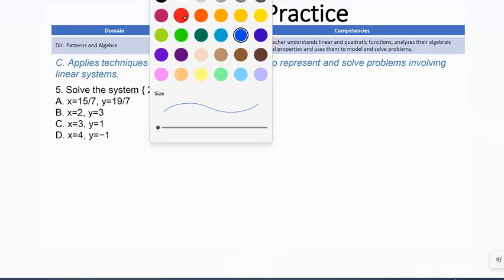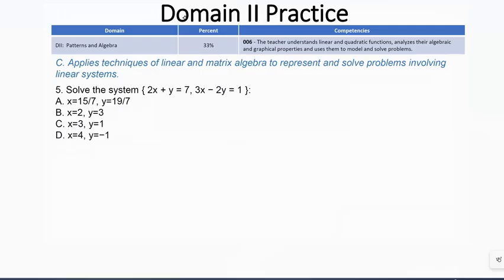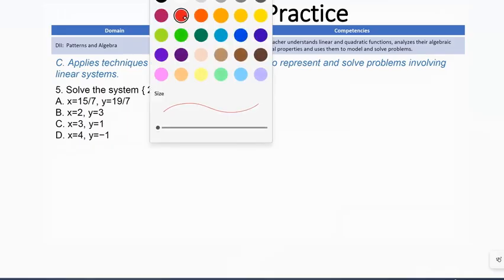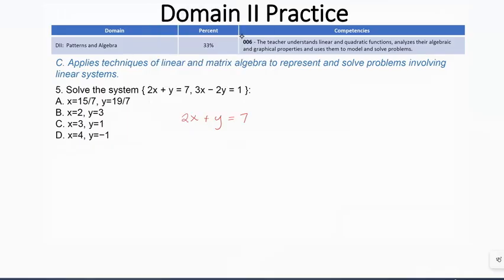So the system we're solving: the first equation is 2x plus y equals 7. The second equation is 3x minus 2y equals 1. I can do elimination or substitution. I think my easiest way here is to substitute.